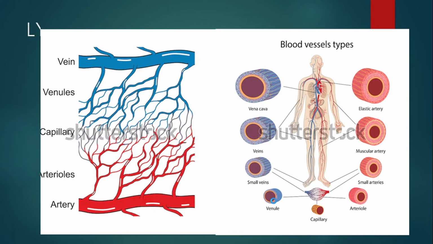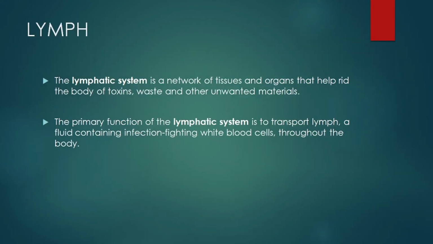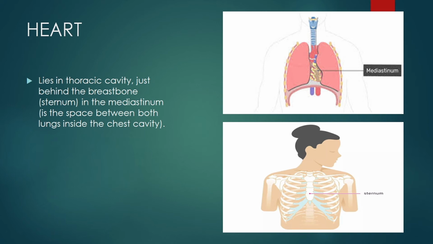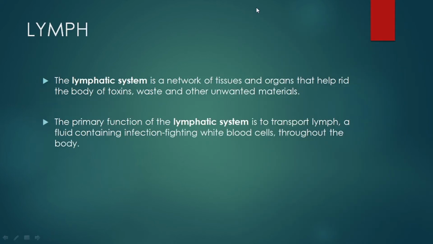Lymph. The lymphatic system is a network of tissues and organs that help rid the body of toxins, waste and other unwanted materials. The primary function of the lymphatic system is to transport lymph, a fluid containing infection-fighting white blood cells, throughout the body.